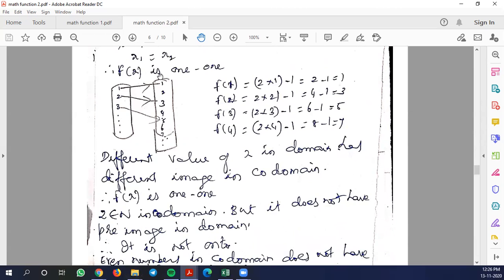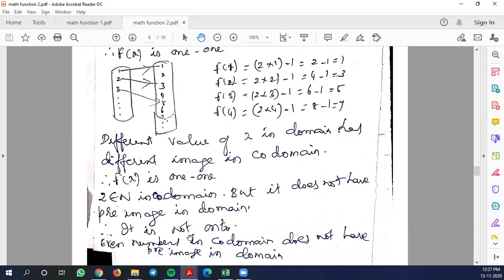Already we wrote this one. Now, here you see 2 belongs to n. Yes, in the codomain, 2 is an element in the codomain. But it does not have a pre-image in the domain. 2 does not have a pre-image. So it is not onto.